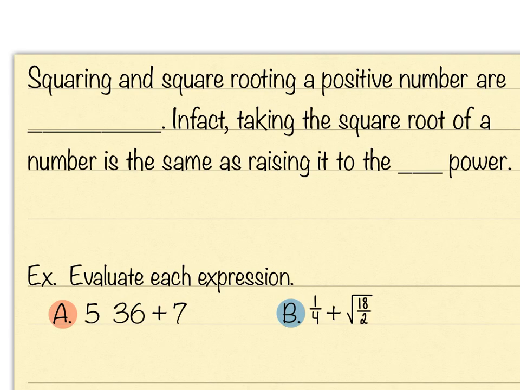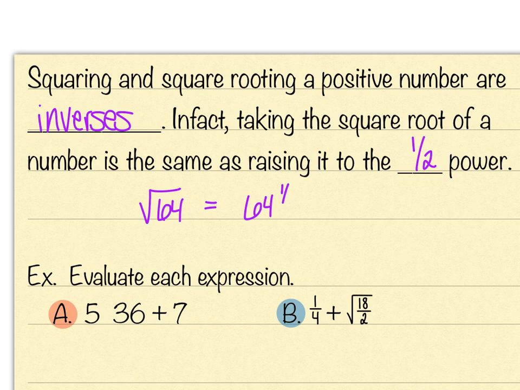So as I mentioned earlier, squaring and square rooting positive numbers are inverses, just like multiplying and dividing are inverses. In fact, taking the square root of a number is the same as raising it to the 1/2 power, which you probably did not know. So if I said, what is the square root of 64? That's actually the same as saying, what's 64 to the 1/2 power? And so one thing that kind of is hidden in the square root symbol is the fact that when you're square rooting a number, there's a hidden 2 up here.